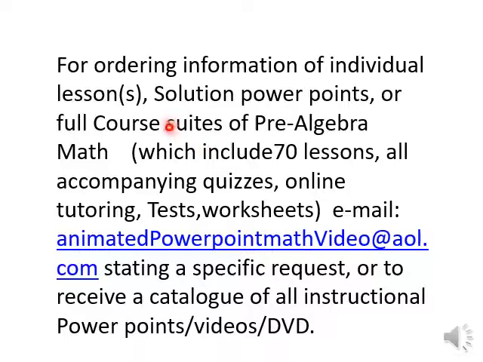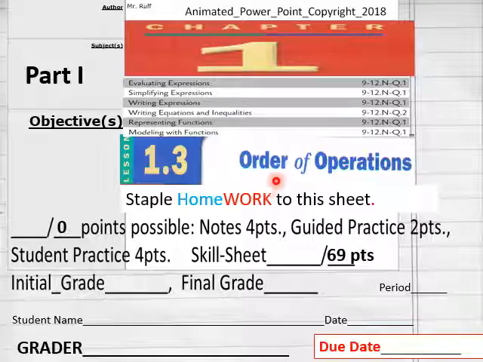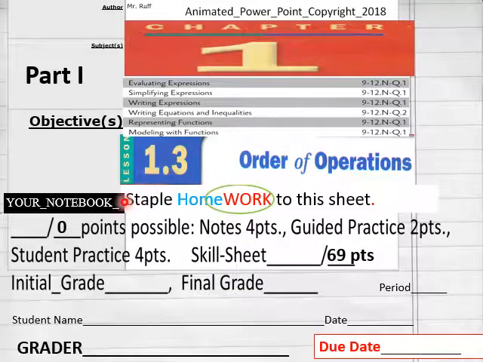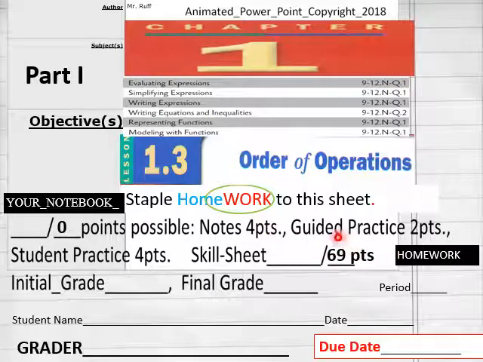We're getting ready to do lesson 1.3, part 1 homework for pre-algebra math today. And order of operations 1.3. You got 69 points on your homework sheet today, students. Have that out in front of you.